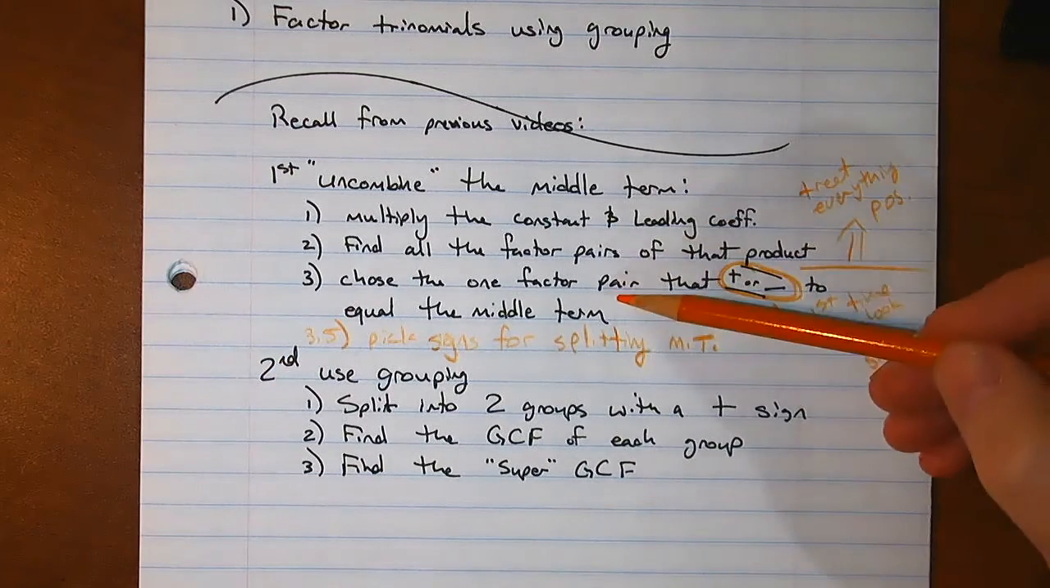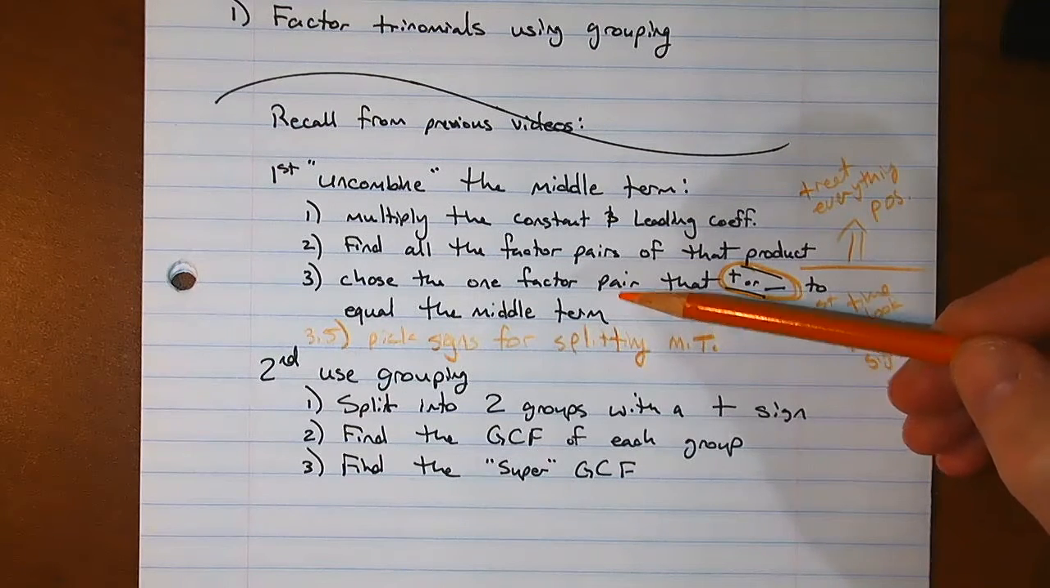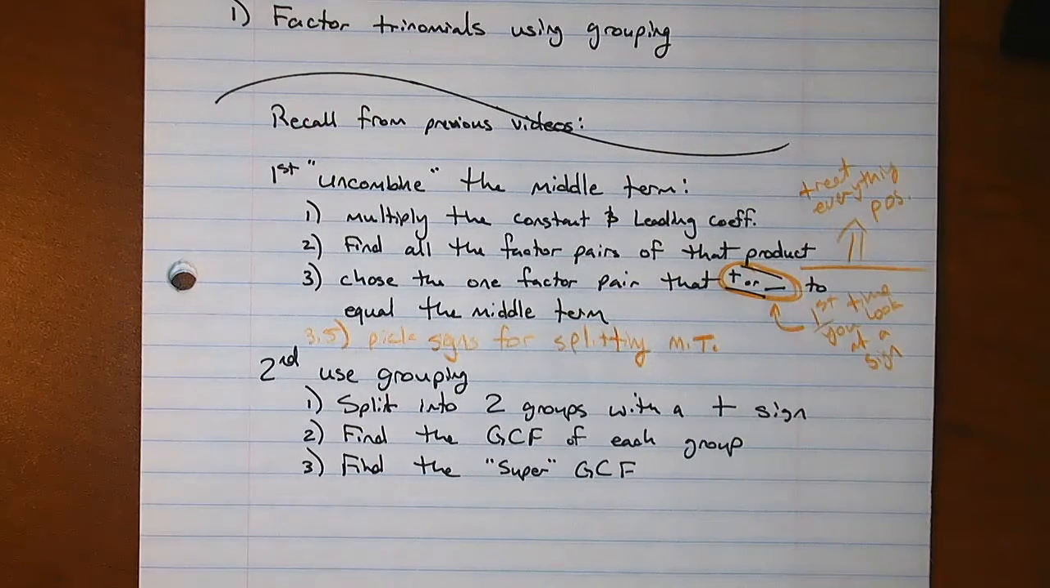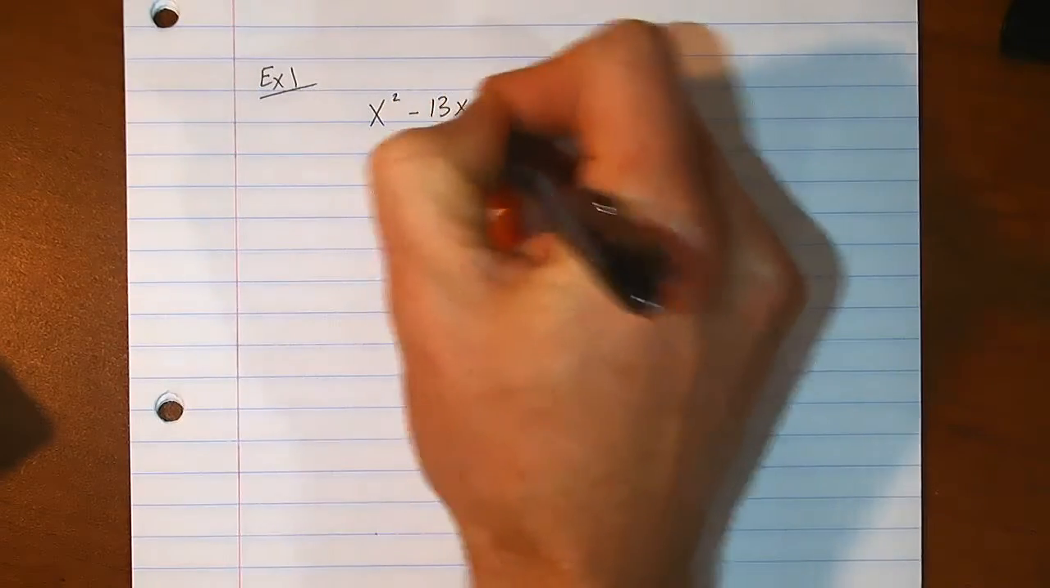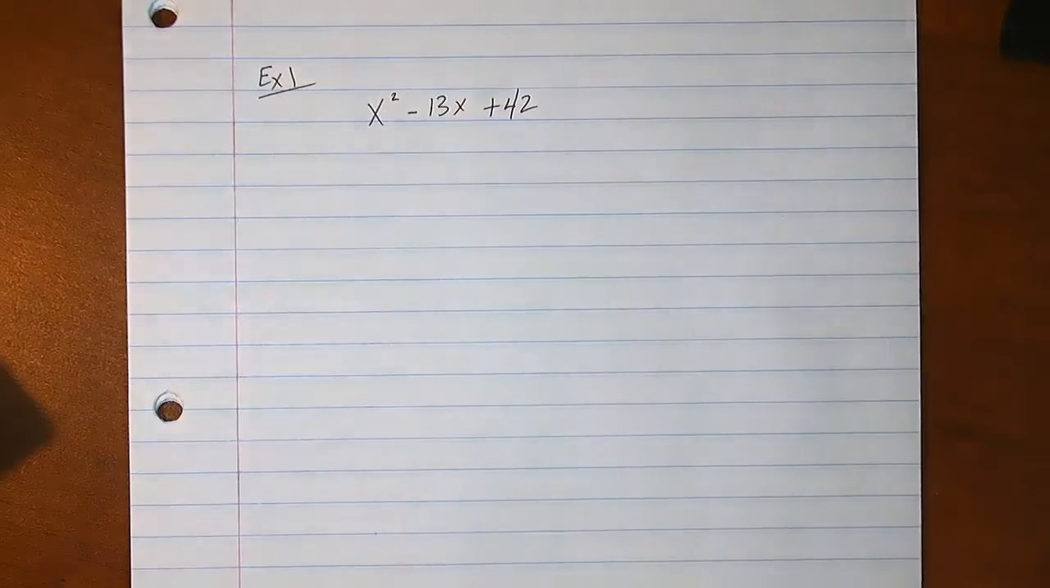So everything before this tells me which numbers to pick. So when I'm picking the numbers, I'm functionally ignoring signs in that process. But eventually, I do have to deal with the fact that things have to add up correctly. All right, so with all of that said, let's get started by taking a look at this example here. So example number 1, let's say that I have an x squared minus 13x plus 42. Okay, x squared minus 13x plus 42.